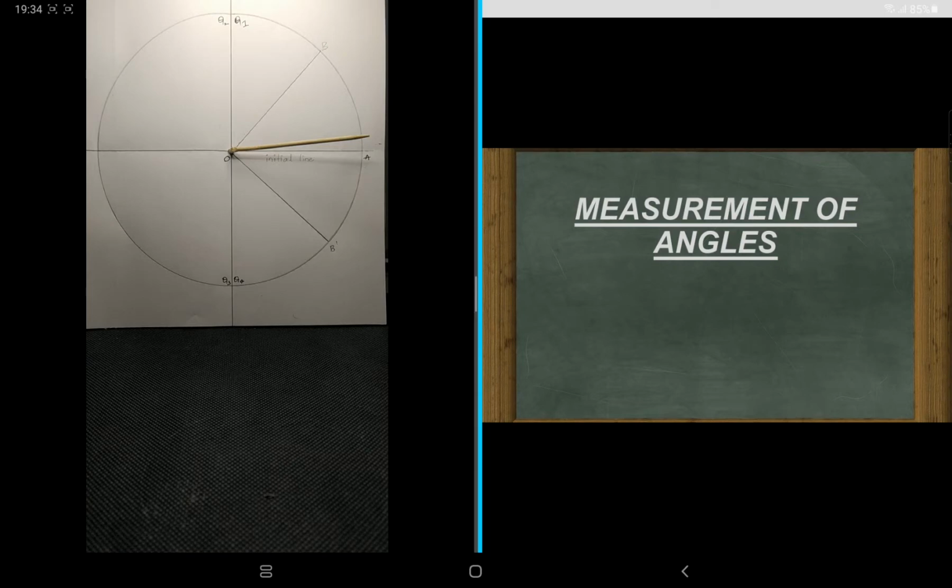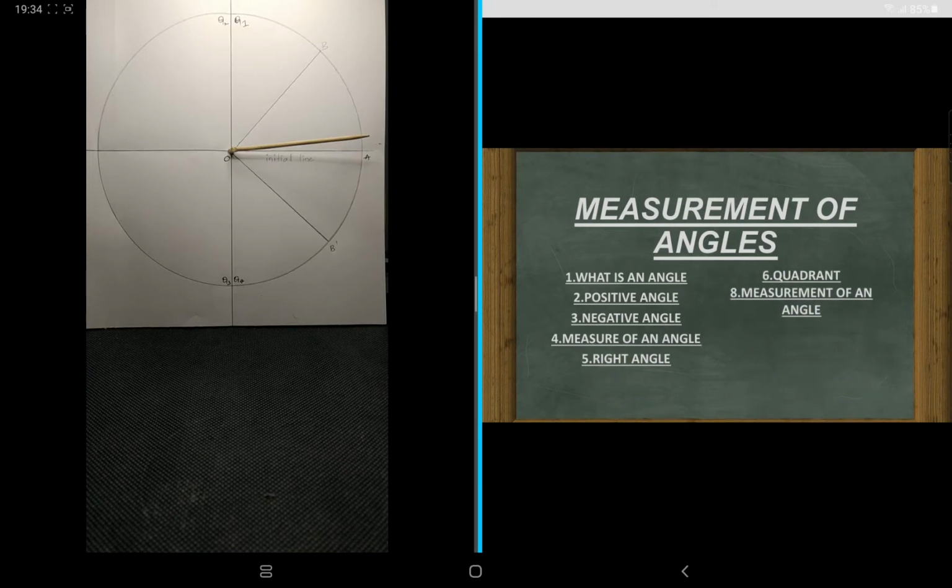So in measurement of angles we'll be discussing what is an angle, positive angle, negative angle, measure of an angle, right angle, then a quadrant, then measurement of an angle, how we measure it, and then degree measure, radian measure, and the relation between degrees and radians. And the fourth, fifth, and sixth topics, which are measure of an angle, right angle, and quadrant, will be included in topics 8, 9, 10.